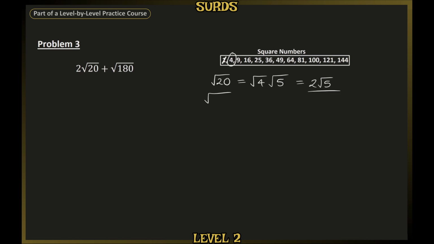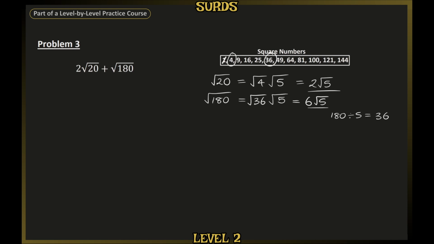Moving on to the square root of 180, we need to split this up in a similar way, and we know that we want the surd part to be the square root of 5. Now if we divide 180 by 5, this gives us 36, and 36 is on our list of square numbers. So we can rewrite the square root of 180 as the square root of 36 multiplied by the square root of 5. And because the square root of 36 is 6, this becomes 6 root 5.